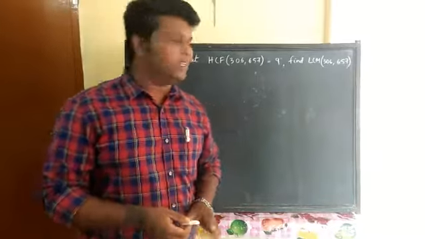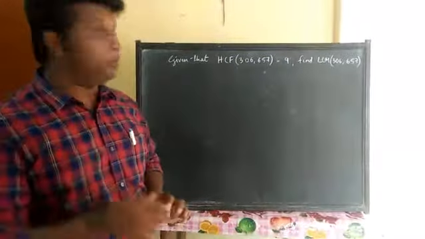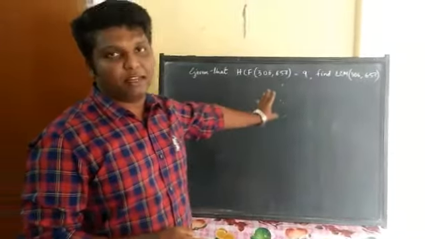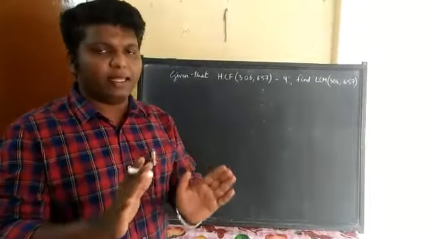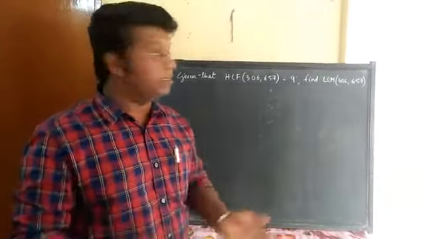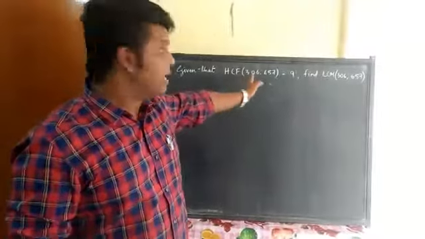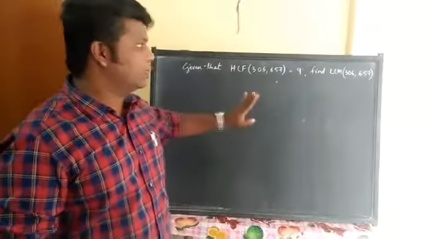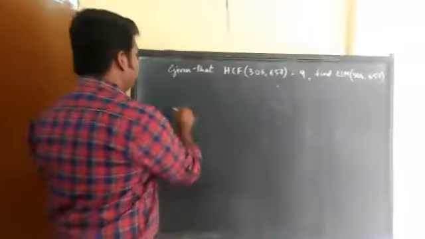Today let us go to the new topic. Given that the HCF of two numbers, that means HCF of 306 and 657, is equal to 9, we have to find the LCM. Even though we are writing brackets after the HCF, we pronounce it like this: HCF of 306 and 657 is 9. That is what is given. So we will come to a particular theory which we already know.